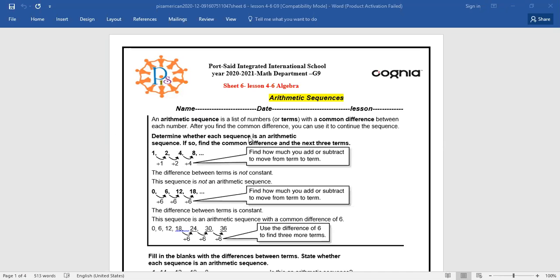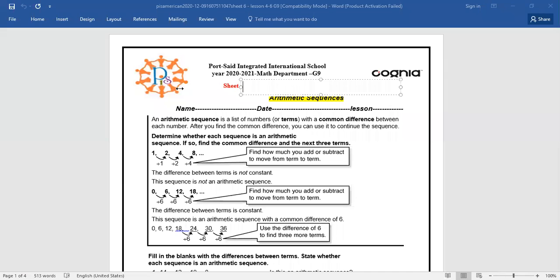Then, let me ask you a question. Determine whether each sequence is an arithmetic sequence. If so, find the common difference. We have the sequence 1, 2, 4, and then 8. What is the difference between the first and the second term? Here in this one, 1, 2, 4, 8.